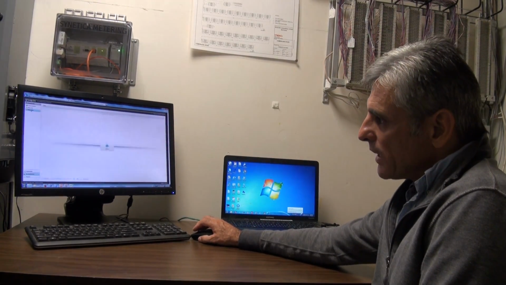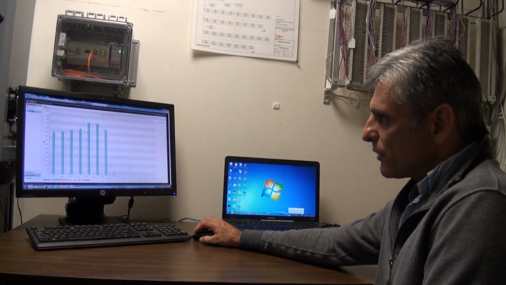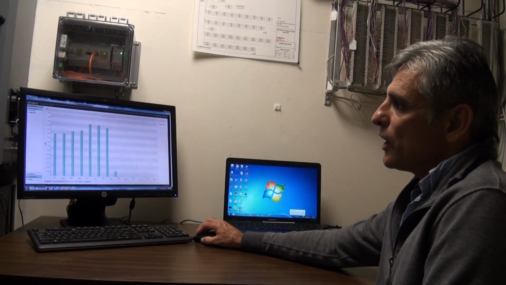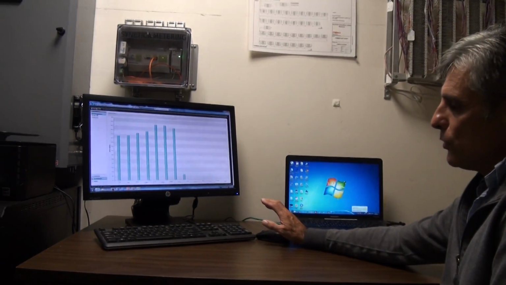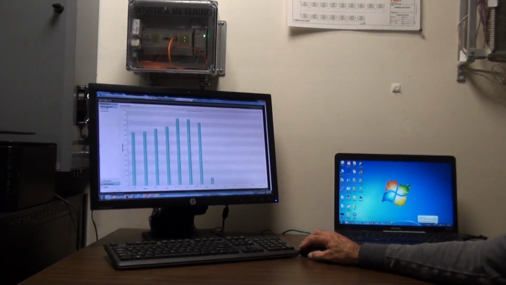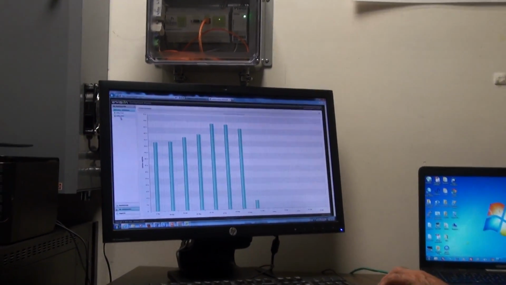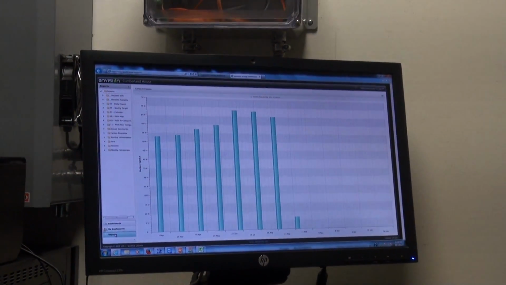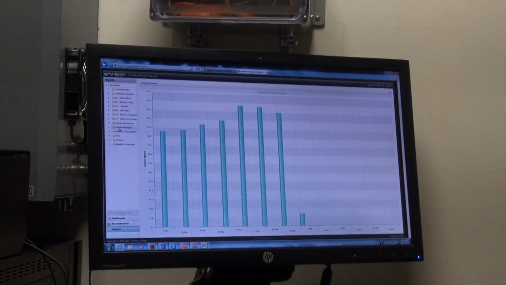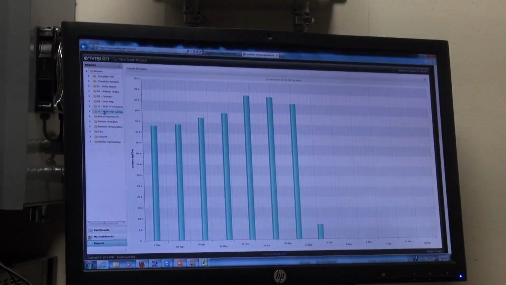We can do the same for kilowatt hour graphs and carbon emission graphs, so we can get a full spectrum of savings and measurements in real time. We can generate a report for the building. We can actually do a multi-year comparison.